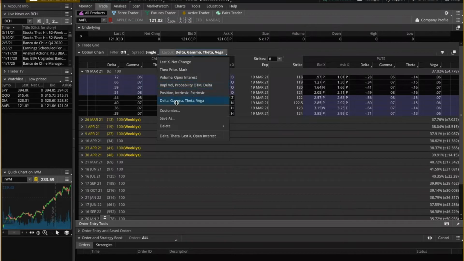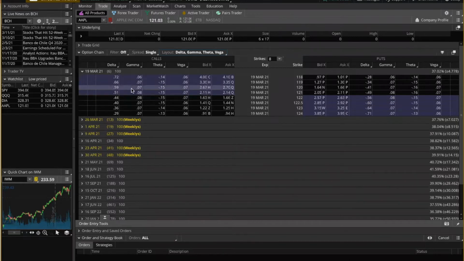They already have it: delta, gamma, theta, and vega. You can go ahead and click that, and that's going to pre-fill these columns. So you can see delta, gamma, theta, vega. Again, bid and ask is when you're purchasing and when you're selling.